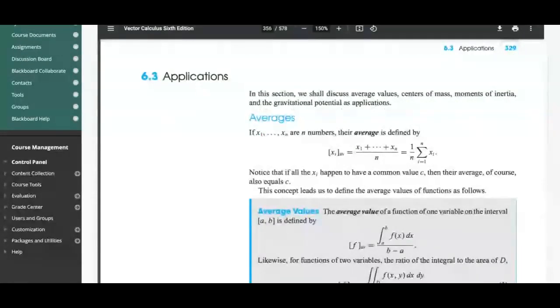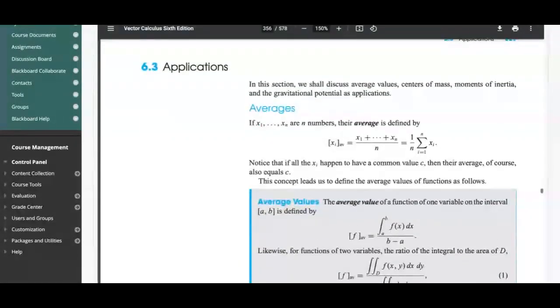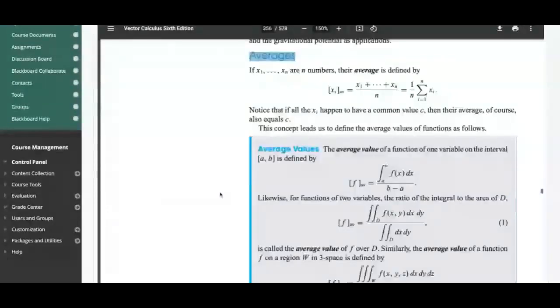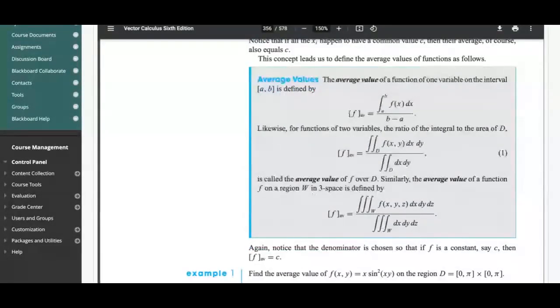So section 3 is talking about some applications. One application is to use the double integral and triple integral to find averages. For the average value, we use f with a bracket AV. Is this single variable calculus, right? This is two-dimensional stuff divided by one dimension, so we are left with one dimension.